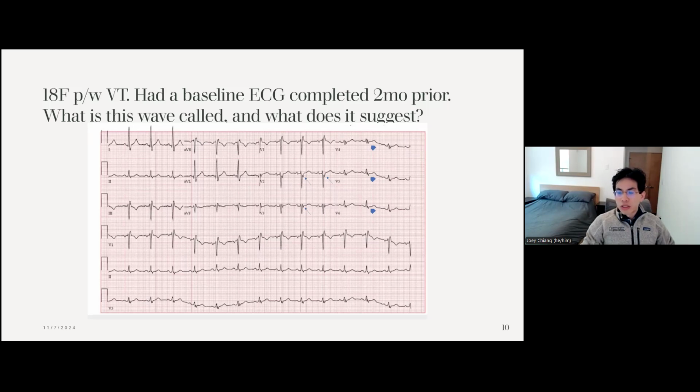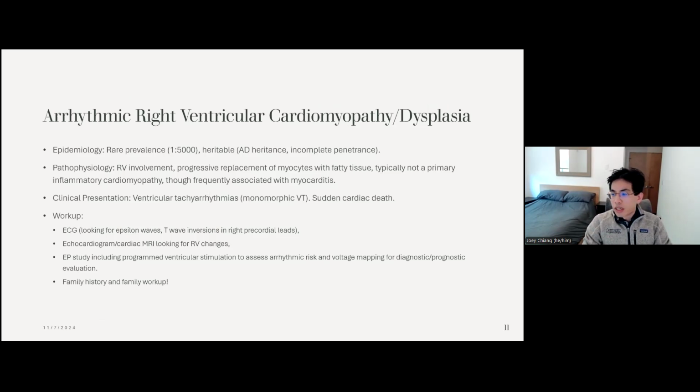J waves or Osborne waves are typically a little bit larger in size, whereas epsilon waves, as we're seeing here, they're not all that big. So yes, this is an ECG finding that is associated with arrhythmic RV cardiomyopathy or dysplasia. This is a relatively rare condition. 1 in every 5,000 people have it. Autosomal dominant inheritance, incomplete penetrance, so not everybody will develop disease, but it's commonly passed along.